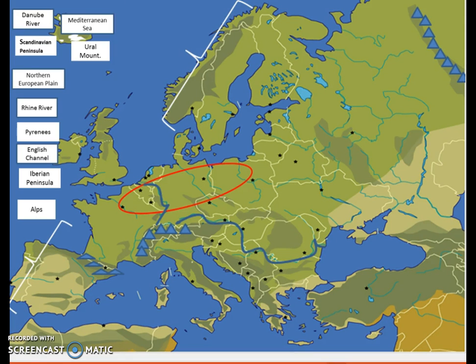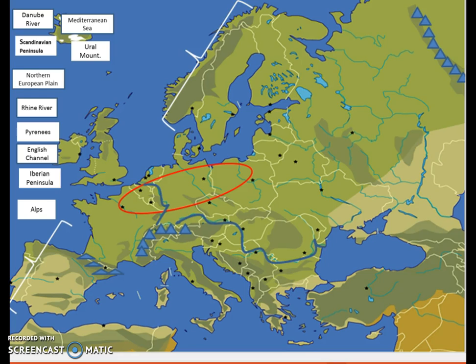Okay, this is a physical feature map. And again, a physical feature map is just like what the word says. It's features that you can see that are physical on the land. And so you're looking at rivers, mountains, deserts, etc. So that's the difference from a political map. Those are lines drawn designating political countries. This is a physical feature map. These are things we can actually see on the land.